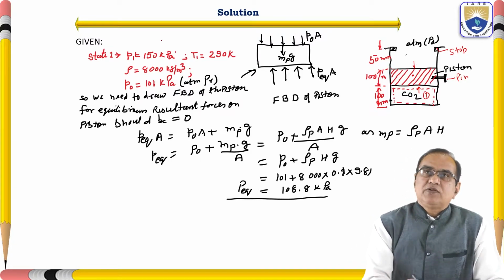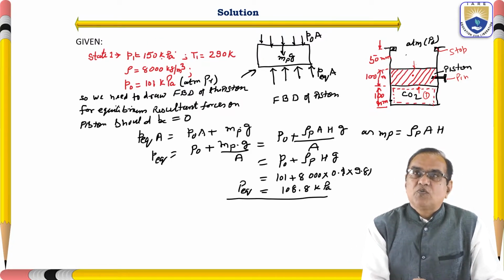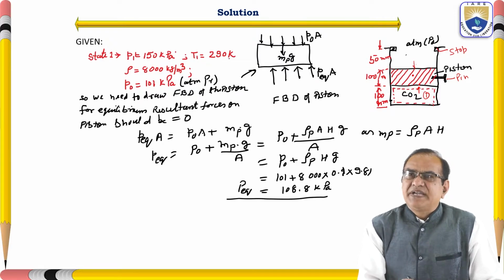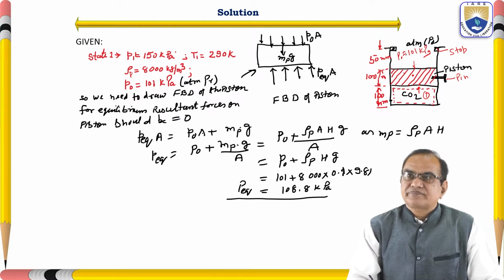Here you can see that state 1, P1 is equal to 150 kilopascal, and T1 is given as 290 Kelvin. The density of the piston is given as 8000 kg per meter cube. Atmospheric pressure is 101 kilopascal, that is the atmospheric pressure P naught. And this T here and this are the same. That is the condition which is given.